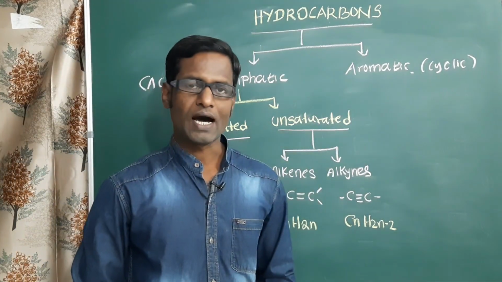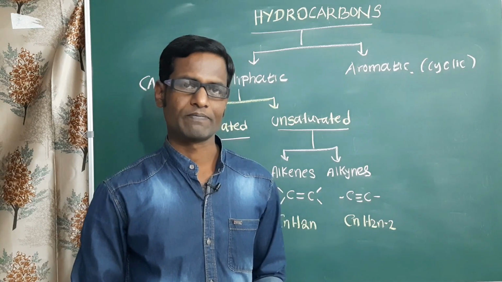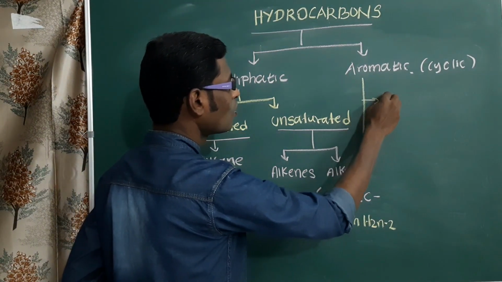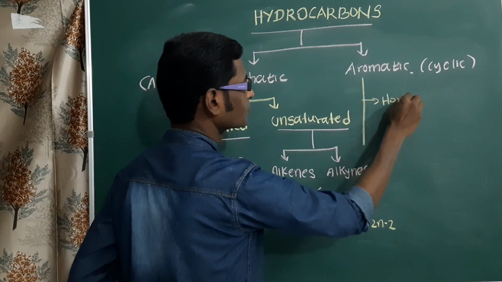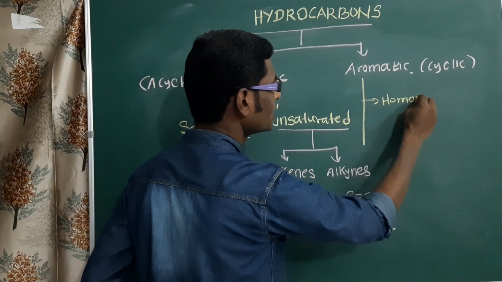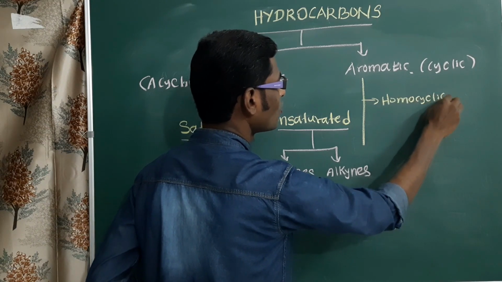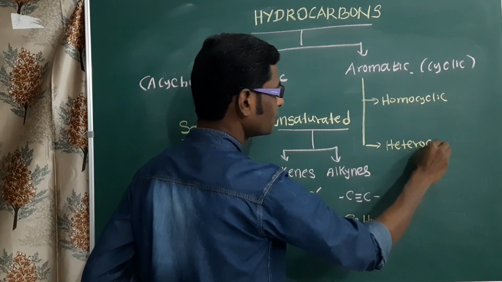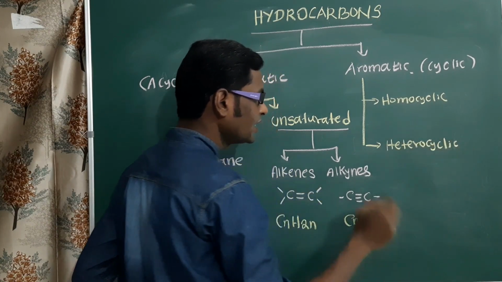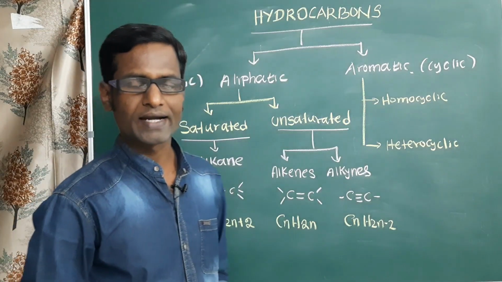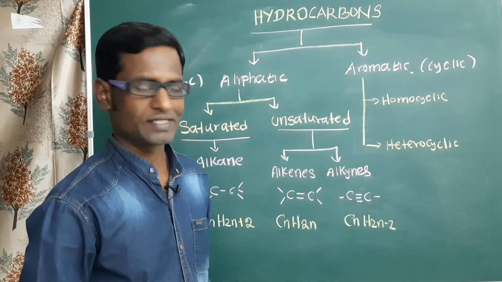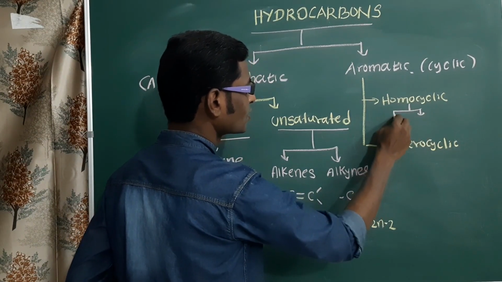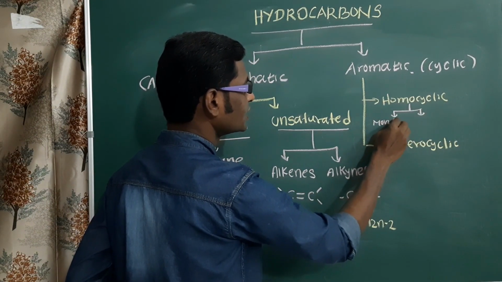Another classification, aromatic, cyclic structure. This aromatic can be classified into two types. One is homocyclic, which means the ring is made up of only carbon atoms. Another one is heterocyclic, meaning the ring contains at least one hetero atom like nitrogen, oxygen, sulfur. Homocyclic can be classified into two types: monocyclic and polycyclic.